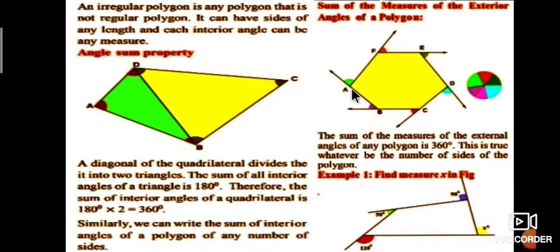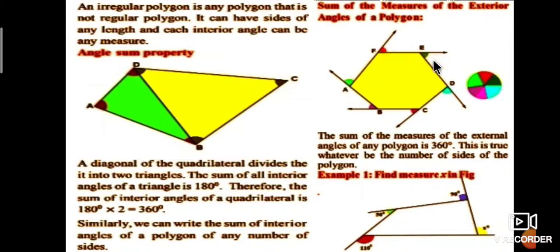Observe this polygon. These are all called interior angles. This one, this one, this one, this one are interior angles. Therefore, the sum of the measure of exterior angles of a polygon is 360 degrees, whatever the number of sides of the polygon.